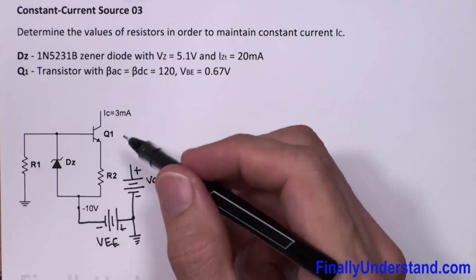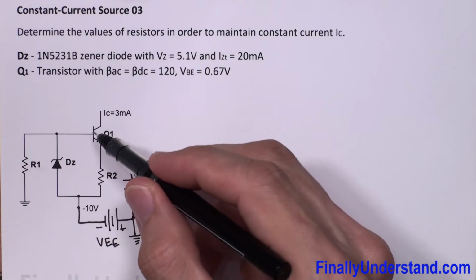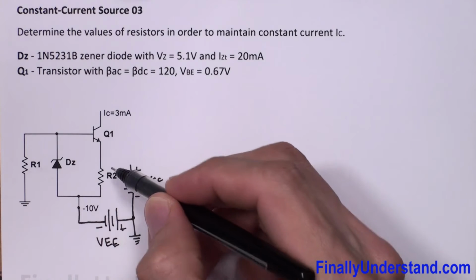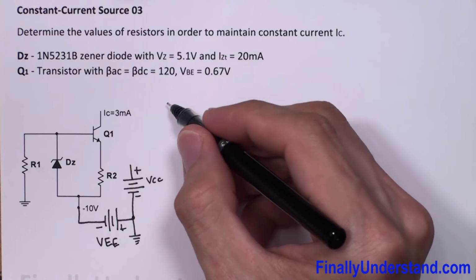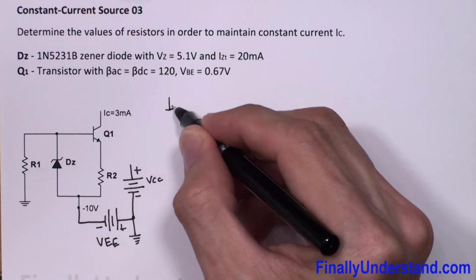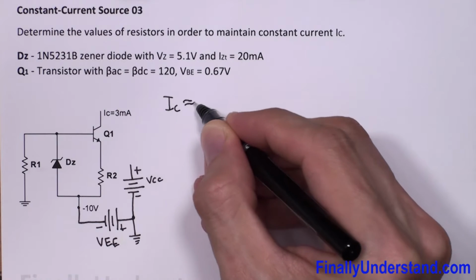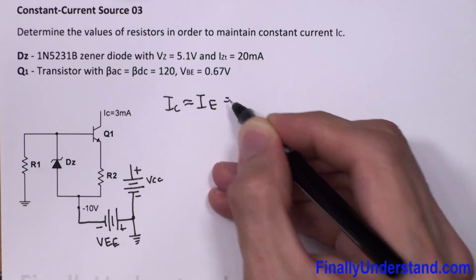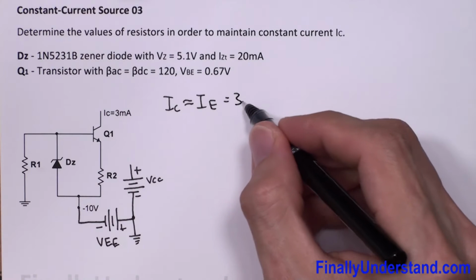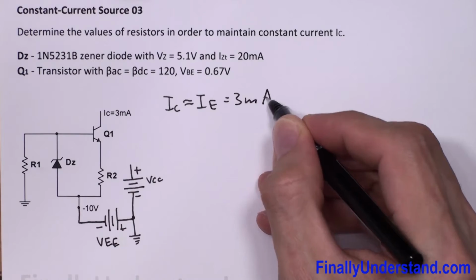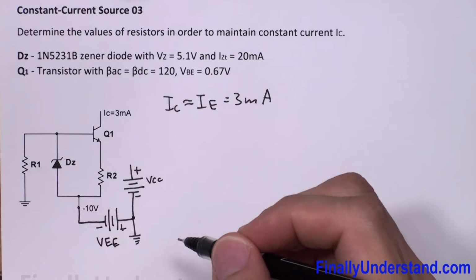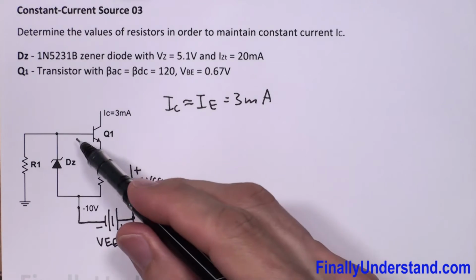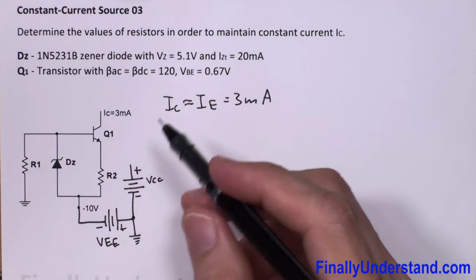current is very small compared with IC and IE. That's why I'm going to assume that IC is approximately equal to IE, and this is going to be equal to 3 milliamps. Next, we're supposed to find the voltage at the base of the transistor.